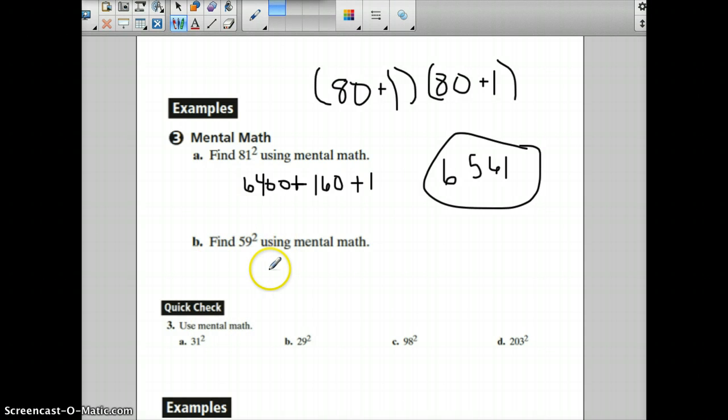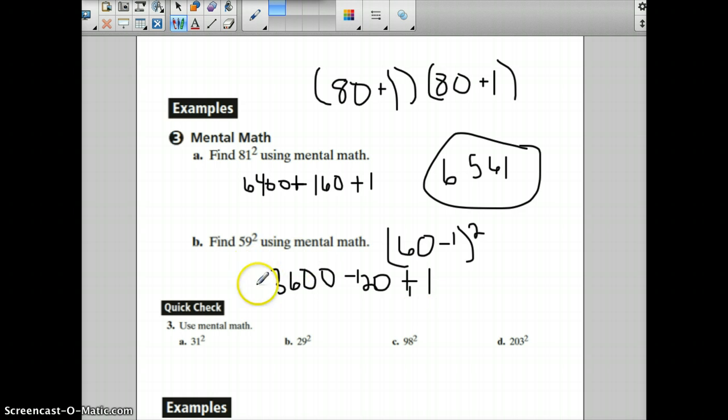Now let's think about what 59 is. 59 is 60 minus 1, correct? So again, knowing my pattern here, I can take 60 and square it, and I get 3,600. My outers and inners are both going to be negative 60, which combined makes negative 120. And then my last term is going to be plus 1. So I can take 3,600, subtract 120, which leaves me with 3,480, and add 1, 3,481.